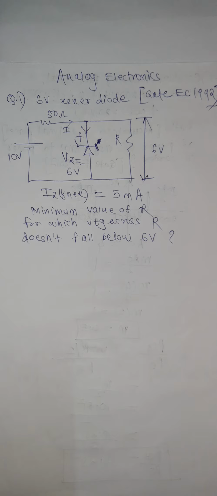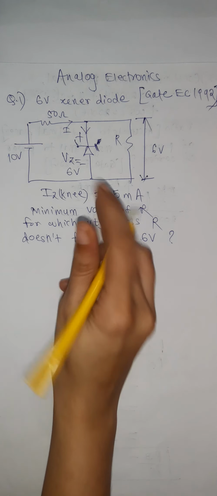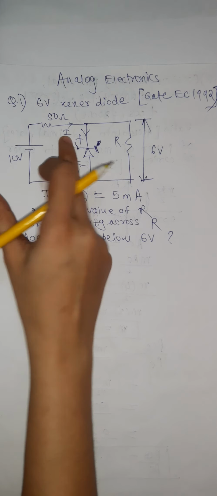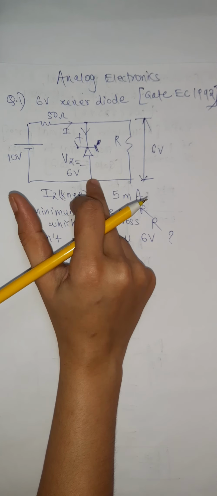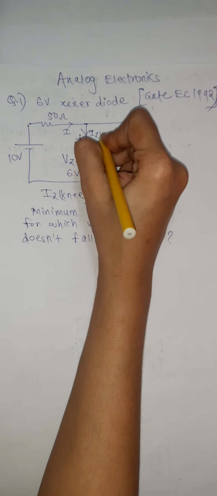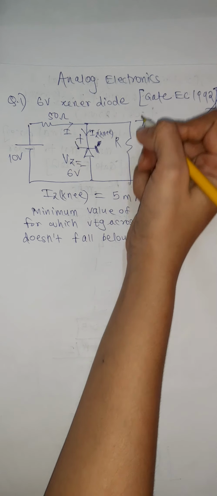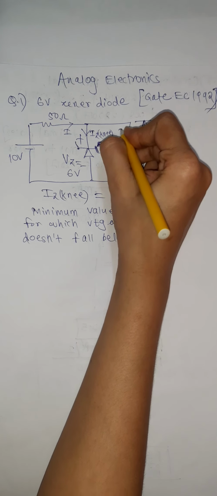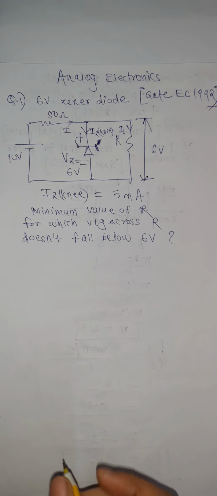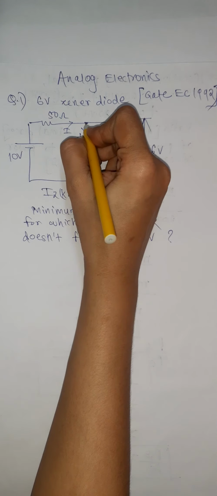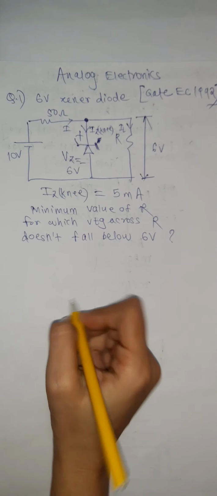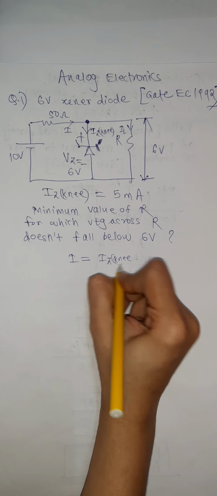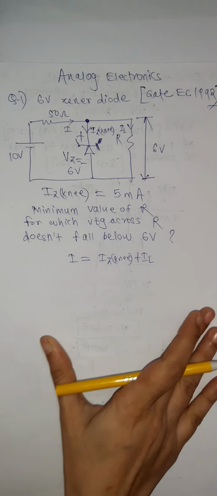So first of all we will write what the currents are. This is the series resistance, the current flowing through this is I. This is the Zener diode, the current flowing through this branch will be IZ, we can say IZ knee. And the current flowing through this R is IL, because this R is the load resistor. If I apply KCL at this point, then I will get I is equal to IZ knee plus IL.